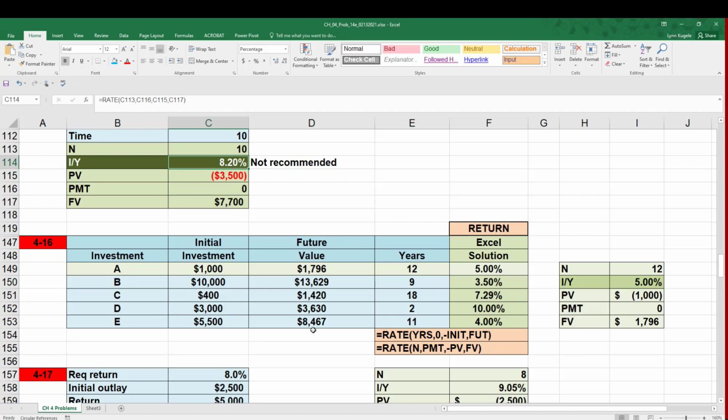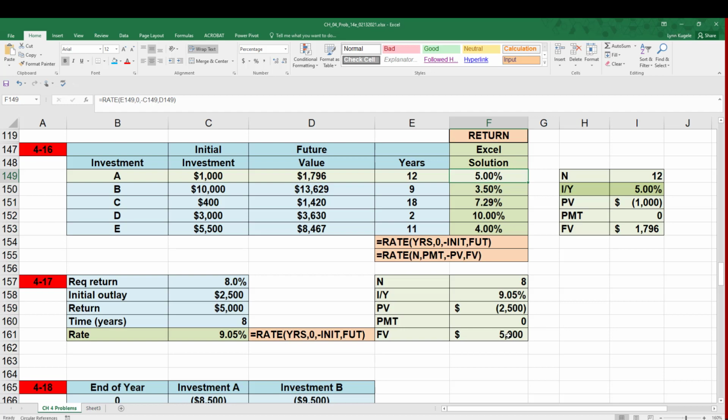Number 16. You're evaluating 5 different investments, all of which involve an upfront outlay of cash. Each investment will provide a single cash payment back to you in the future. Details as shown. Calculate the IRR of each investment. State your answer to the nearest basis point. Okay. Initial investment, future value, years. Present value, future value, payment is 0, N. Solve. And this one is solved right there. Make sure you're comfortable doing those.